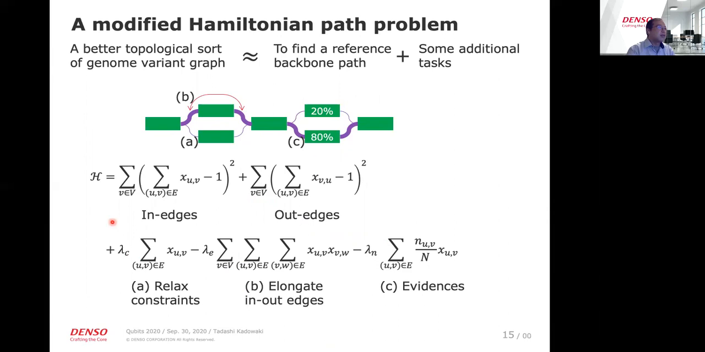There are three additional terms. A, relax constraints to allow a node with no edge. B, elongation in and out edges. C, evidence from other sources.